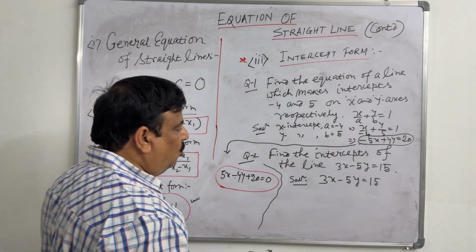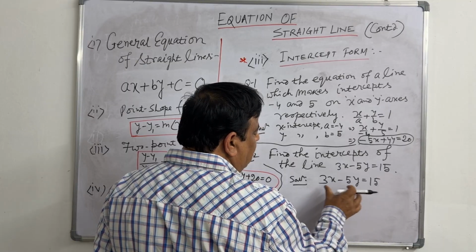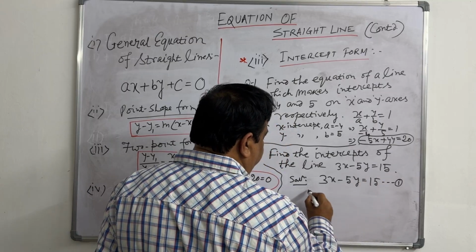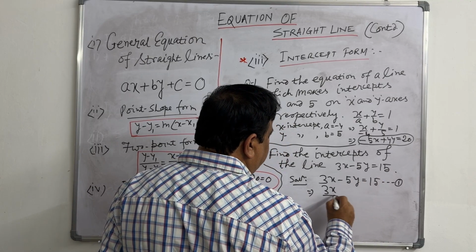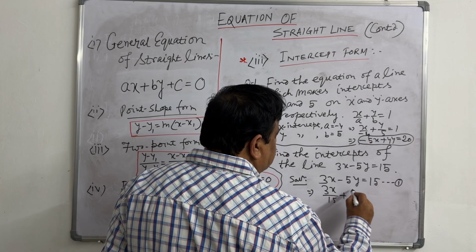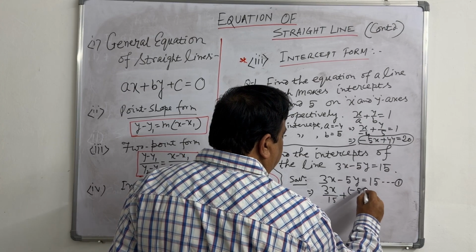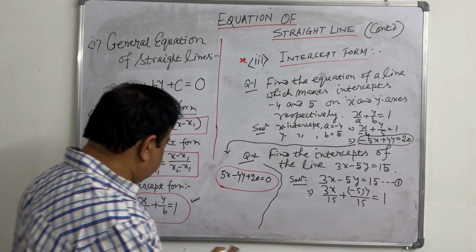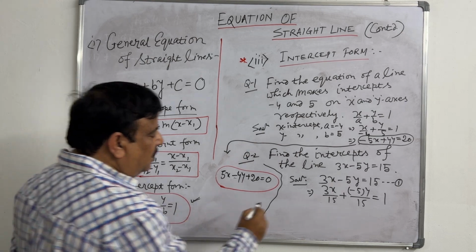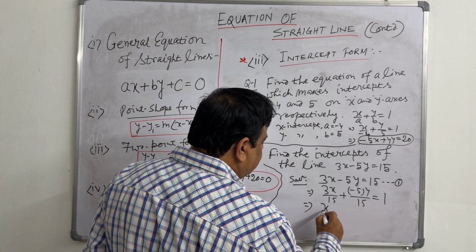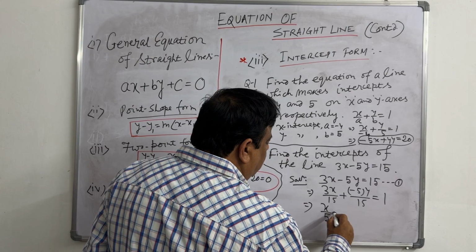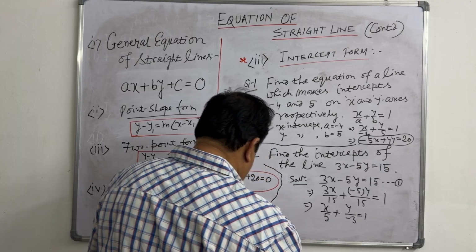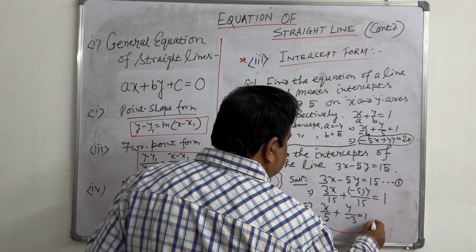For that, divide both sides of this equation by 15. So, what will you get? 3x by 15 plus minus 5 into y by 15 is equal to 1. This is in the form x by a plus y by b is equal to 1. So, if you further simplify, you will get x by 5 plus y by minus 3 is equal to 1.